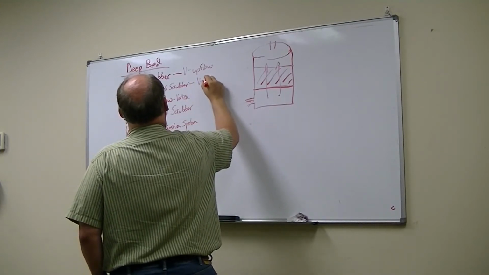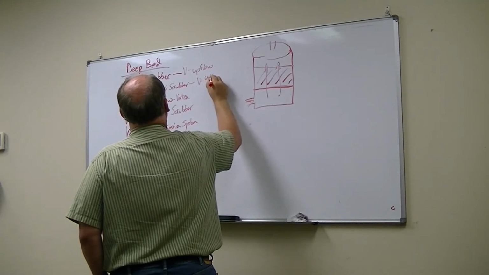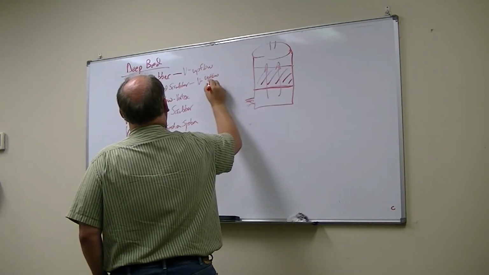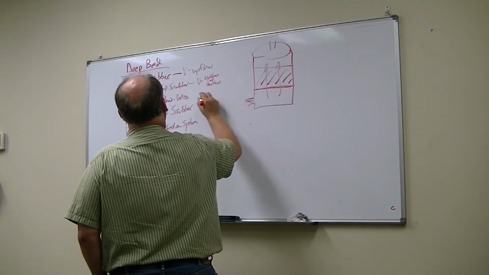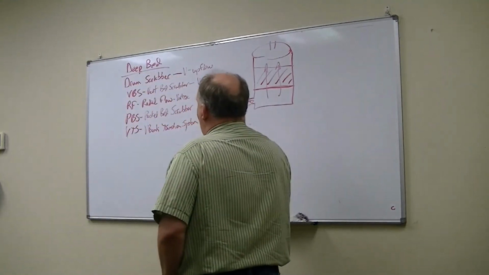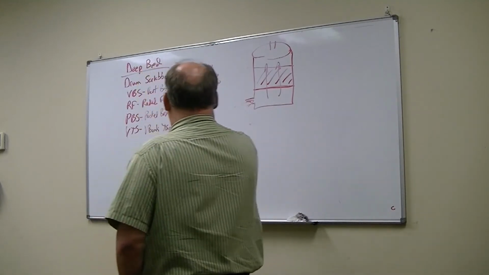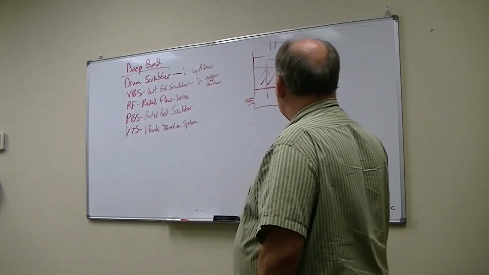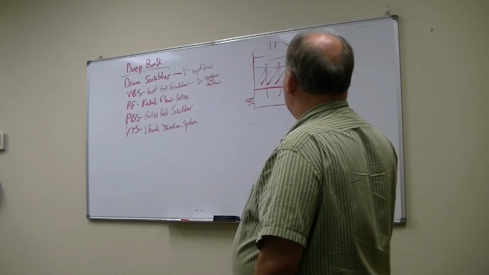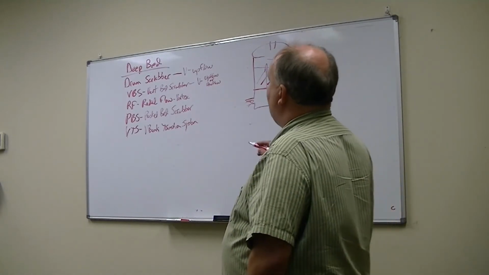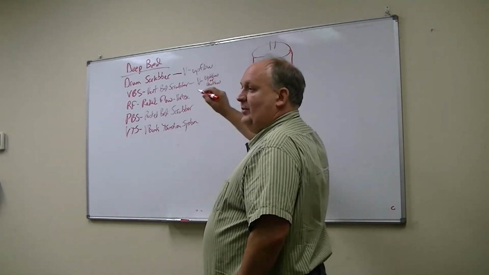Either it's typically upflow or downflow. Okay. So, what's the difference between a drum scrubber and a VBS?